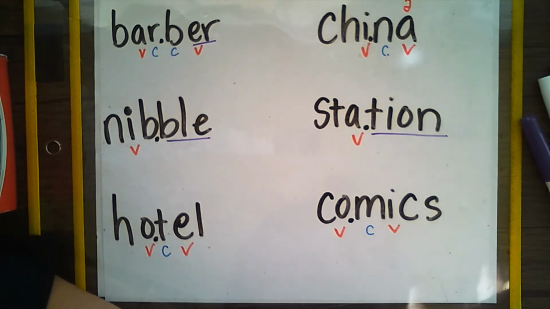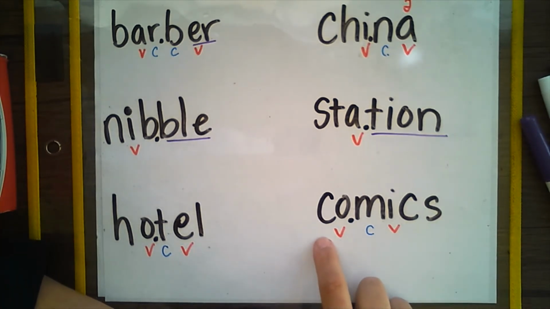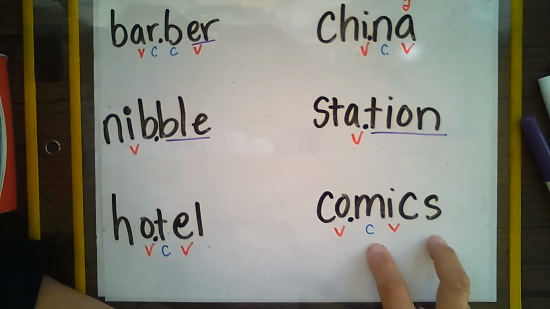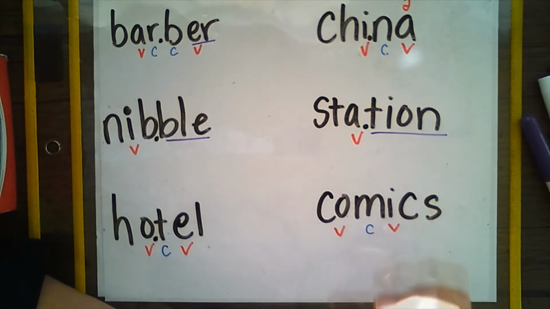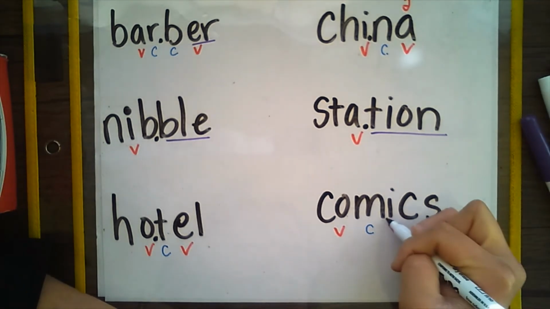Let's try that. Let's see if that makes sense, okay? First syllable, co. Second syllable, mix. Co-mix? Let's try it. Let's be flexible. Let's try it after the consonant.